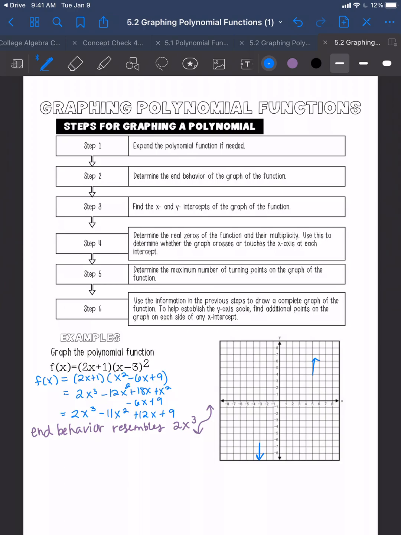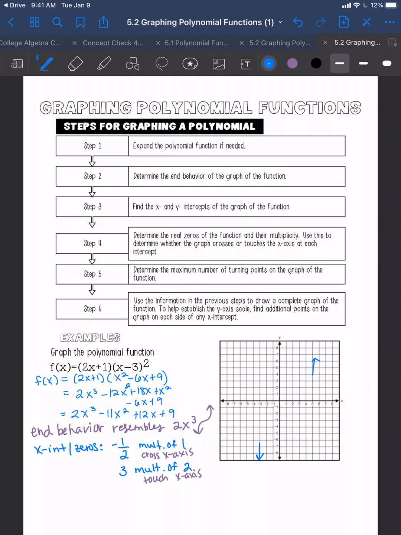Finding the x and y-intercepts. I'm going to add step 4 to this because we're asked to find the zeros. Well, the x-intercepts and the zeros are the same, so I'm going to do this together here. If we set 2x plus 1 equal to 0, we would get negative 1/2. And if we set x minus 3 equal to 0, we would get 3. The 3 has a multiplicity of 2. Negative 1/2 has a multiplicity of 1. That tells us that it's going to cross the x-axis at negative 1/2, and it's going to touch the x-axis at 3.